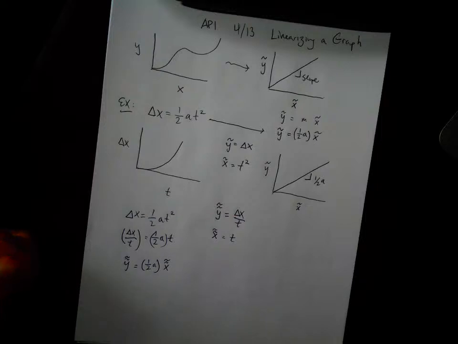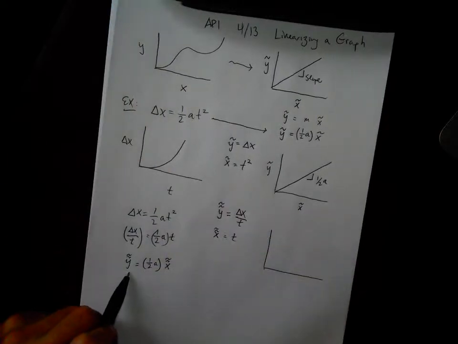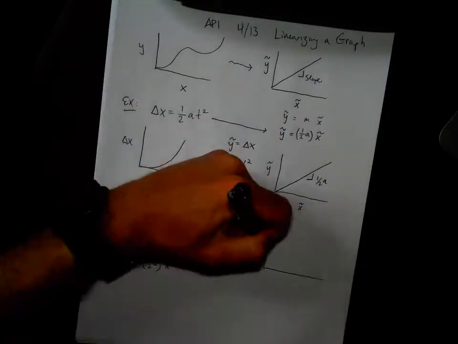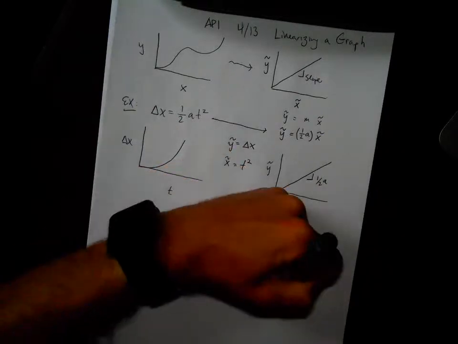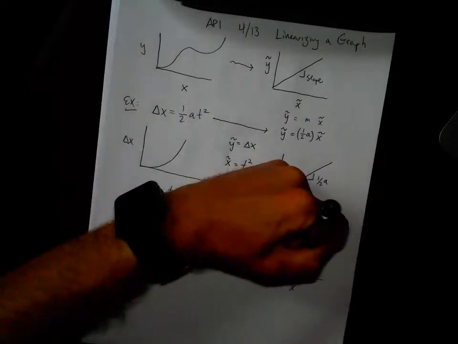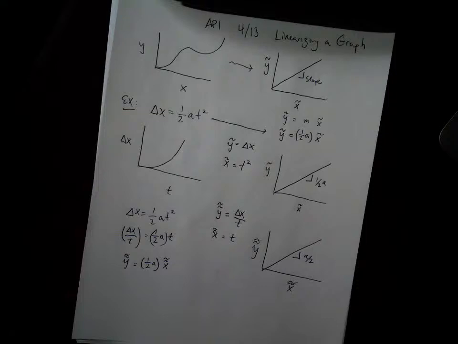All right. So if I were to do a graph of, see how this is the equation of a line. It's y equals a number times x. So if I were to do a graph of y squiggle times x squiggle, it's going to look like a straight line. The slope of that is a/2. Okay? So there's multiple ways to take a bendy graph and turn it into a straight line graph.